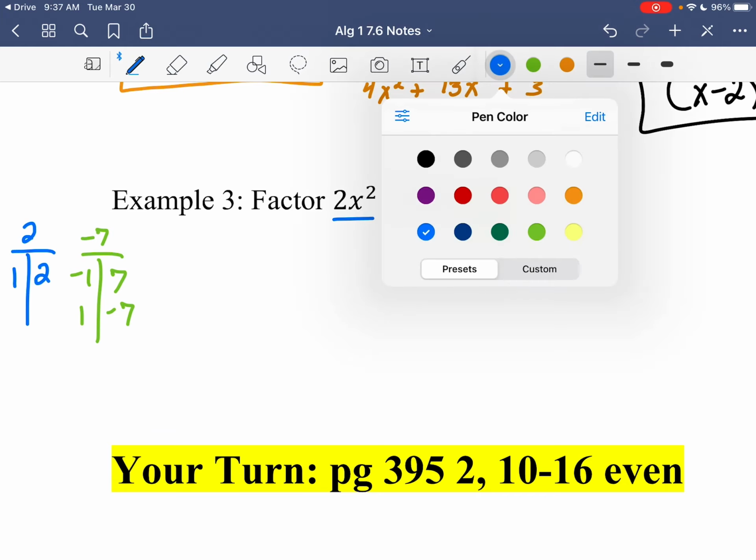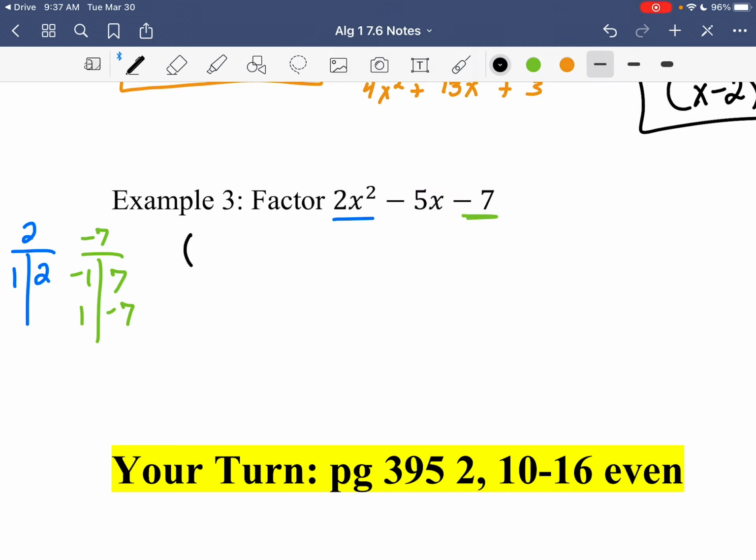Okay, and now we trial and error, guess and check. So I'm going to do the 1x and the 2x. Again, notice how I set this up. I write both binomials. I put the first terms in both, an x and a 2x. And then, I don't know, the negative 1 and the positive 7. We'll try that one first, see if it works.